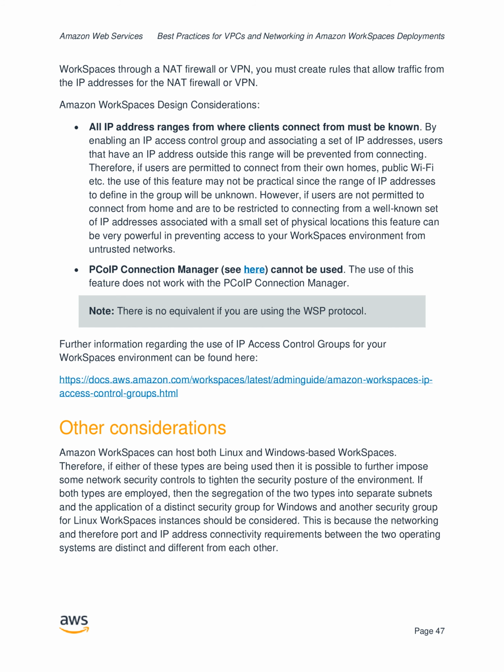Amazon WorkSpaces design considerations. All IP address ranges from where clients connect from must be known. By enabling an IP access control group and associating a set of IP addresses, users that have an IP address outside this range will be prevented from connecting. Therefore, if users are permitted to connect from their own homes, public Wi-Fi etc., the use of this feature may not be practical since the range of IP addresses to define in the group will be unknown. However, if users are not permitted to connect from home and are to be restricted to connecting from a well-known set of IP addresses associated with a small set of physical locations, this feature can be very powerful in preventing access to your workspace's environment from untrusted networks.